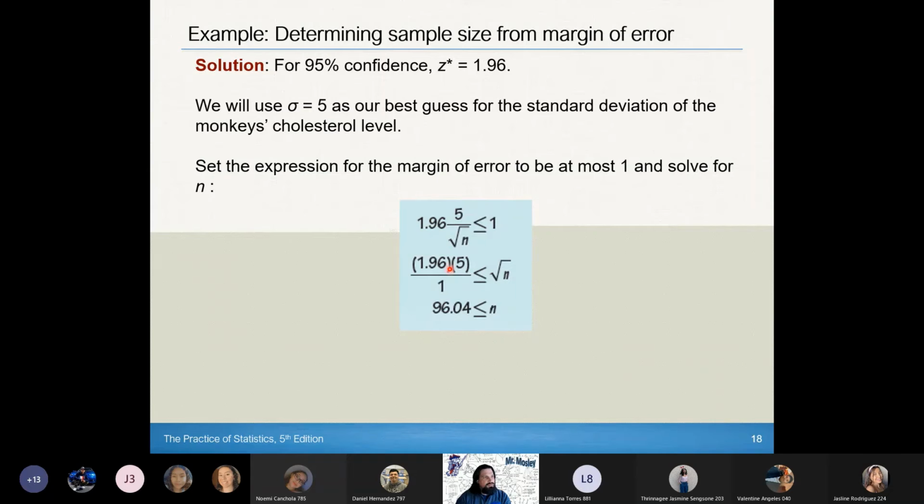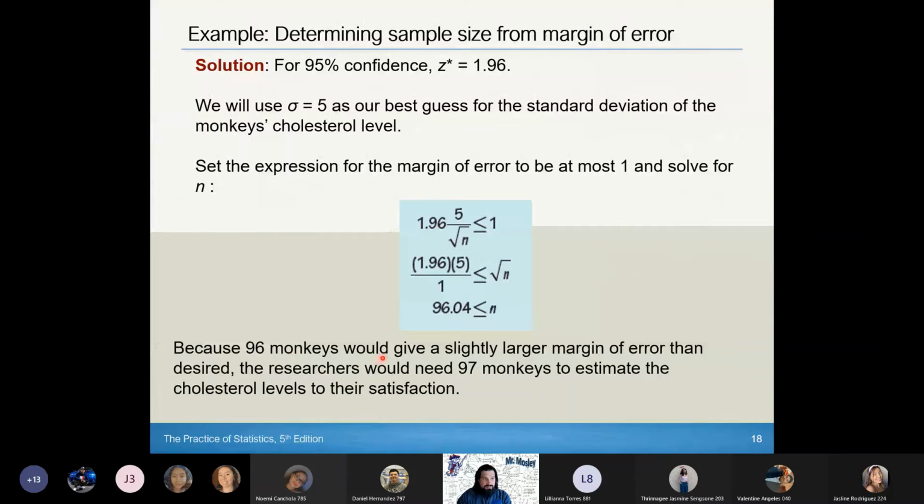So we get our margin of error formula, so to say, over here. 1.96 times 5 divided by square root of n is less than or equal to 1. Multiply both sides by square root of n and divide each side by 1. And we then square both sides to get rid of the square root sign here, and we get 96.04 is less than or equal to n.